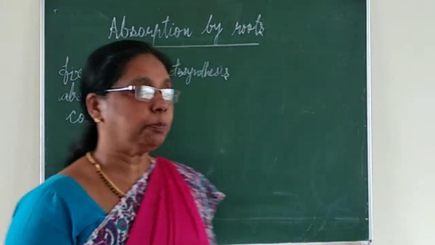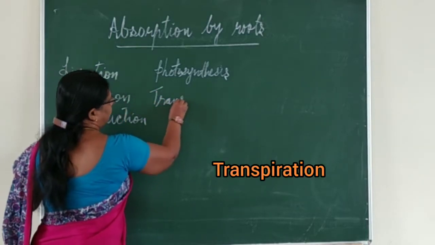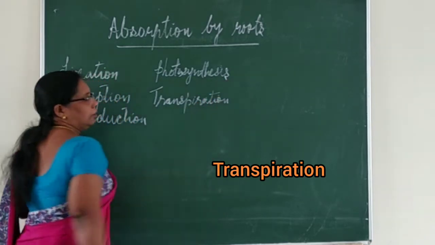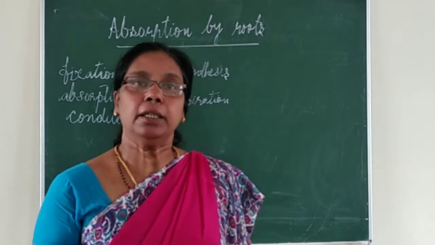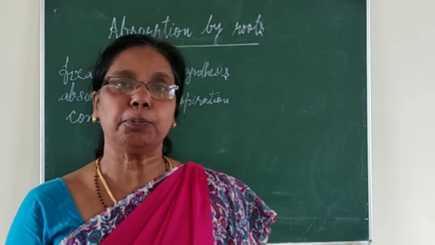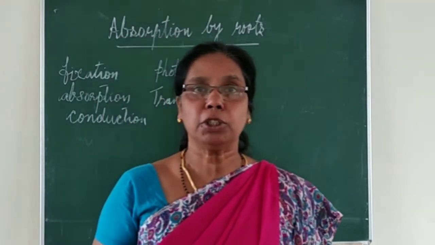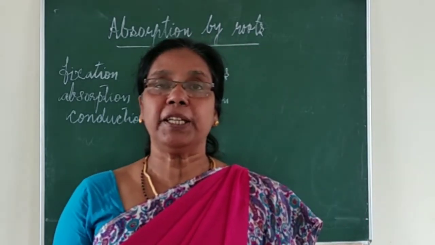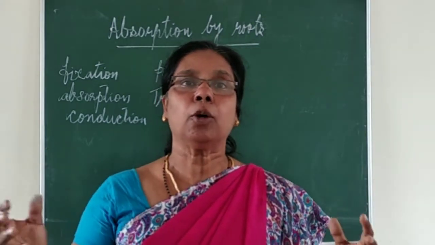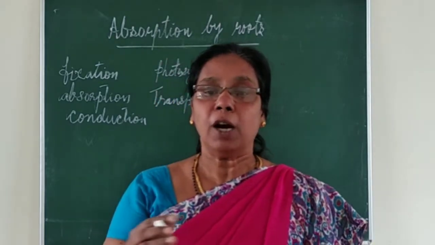Next one is for transpiration. What is meant by transpiration? The loss of water from the aerial parts of the plant is called transpiration. Every day a large amount of water is lost by the plant due to transpiration. And by this transpiration the surrounding air gets cooled, so the temperature will come down. For this purpose also water is needed.